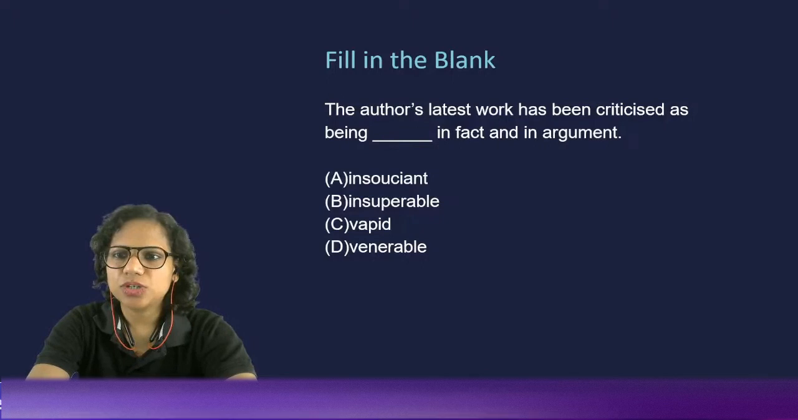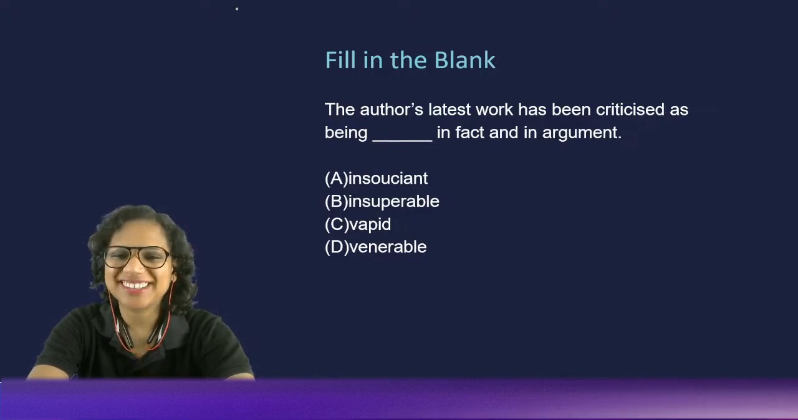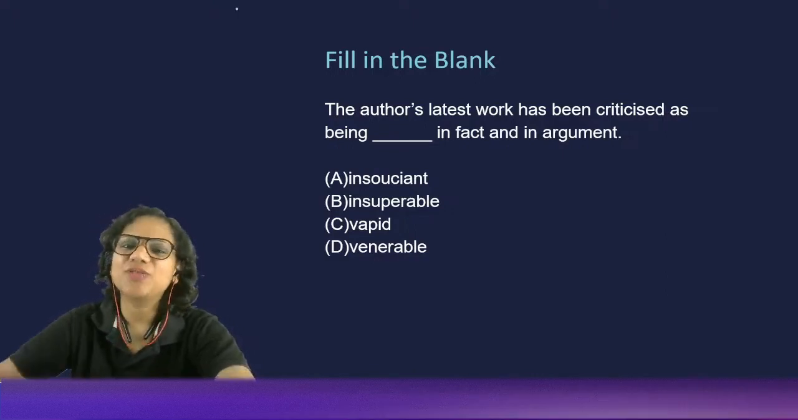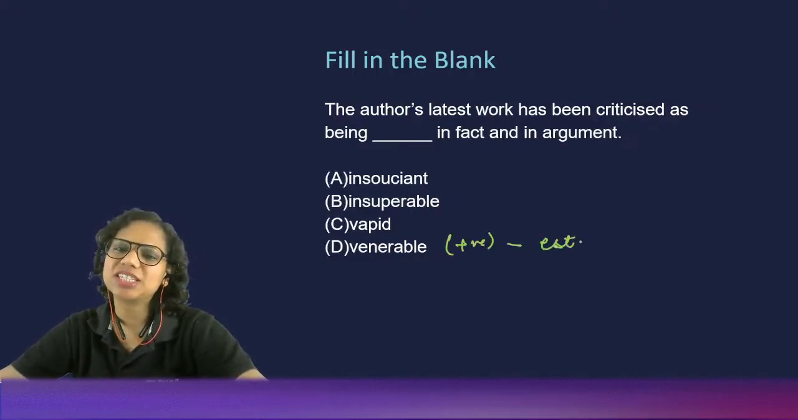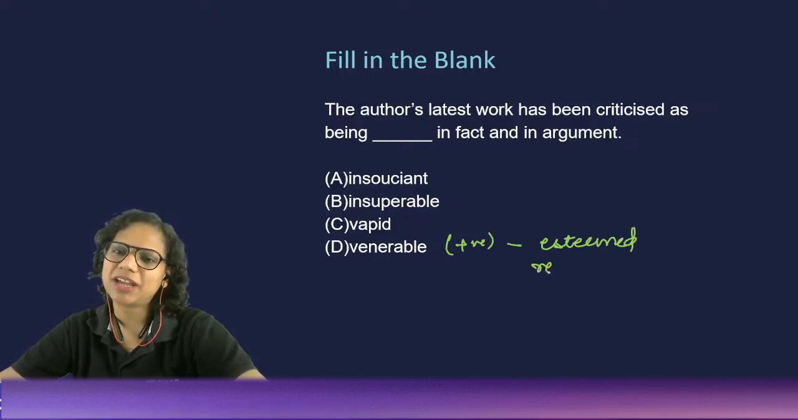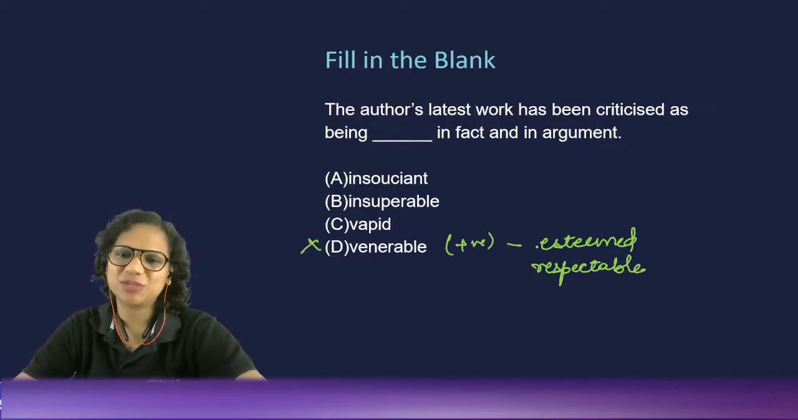The author's latest work has been criticized as being dash in fact and in argument. It has been criticized. So that means I'm looking for a negative word. What would that word be? Now, there are three negative words here, just one positive word. Venerable is a positive word. It means somebody who's very esteemed, very respected, a very respectable personality is a venerable personality. So, of course, we won't criticize something as being venerable.